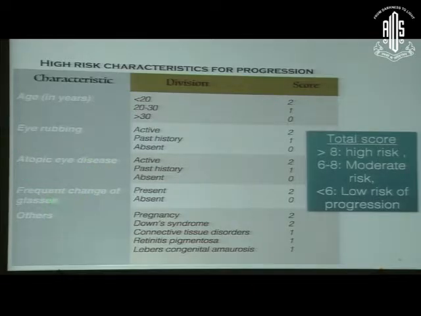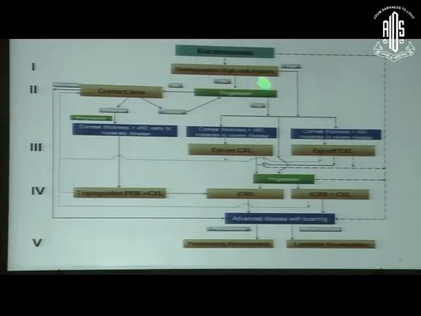Basically, you have a scoring system which tells you whether you are at high risk, low risk, or no risk. And based on this, this is exactly what this algorithm actually means, and that's what is given out there. Now, what are the risk factors which have a scoring system? The risk factors are age, the atopic nature of the individual, and how frequently you change the glasses. And everything has a score which we are trying to validate.